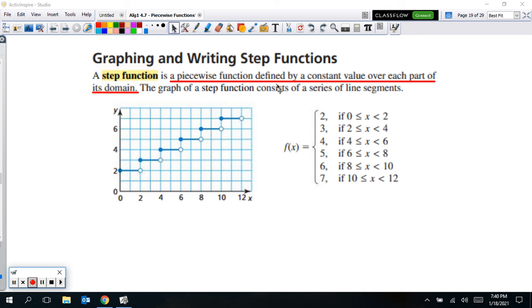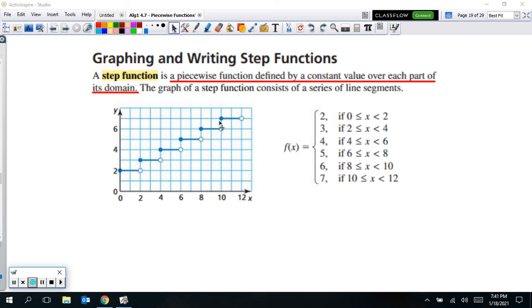A step function is a piecewise function defined by a constant value over each part of its domain. So basically, a step function has all of the pieces being constant functions. There are no variables in this, so it's just all constant numbers. And so it's always going to be about over the same domain.